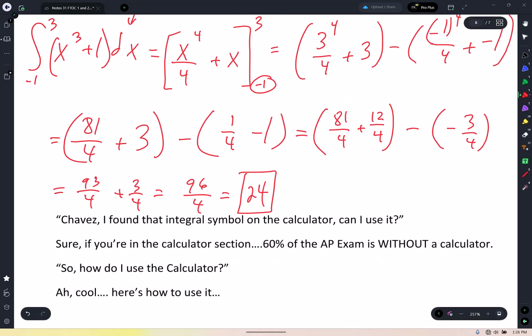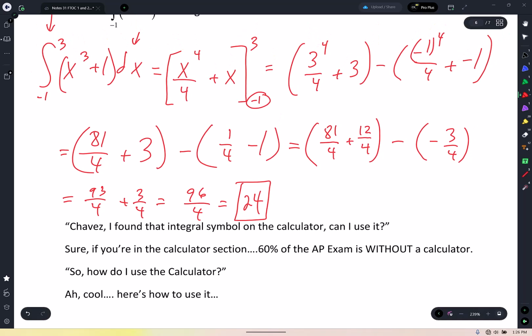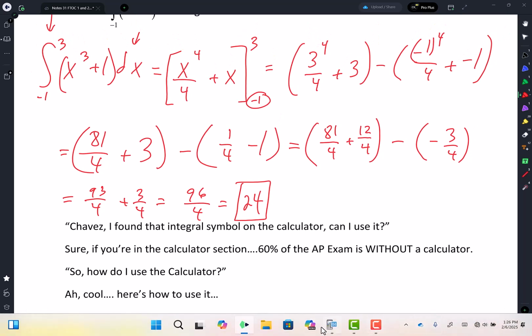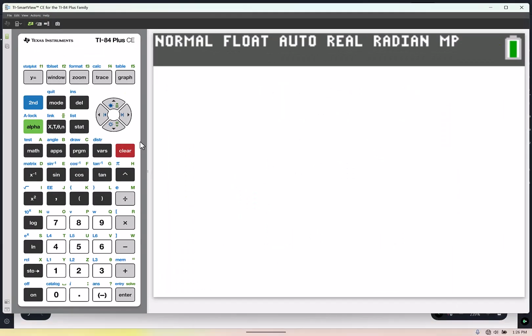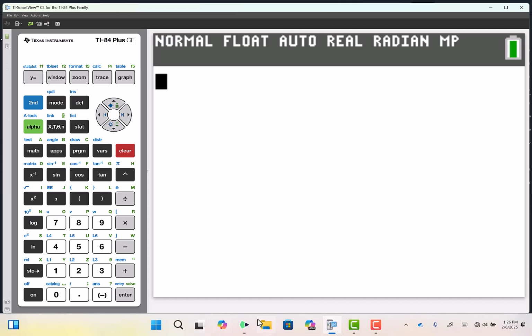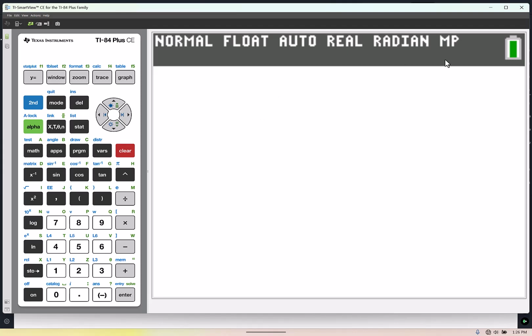Chavez, I found that integral symbol in the calculator. Can I use it? Sure. You're in the calculator section. So how to use the calculator? Okay. So take your calculator. Only use it to check your work. You're going to eventually have a quiz on this. Yes, I know that the calculator can do it, but try really hard not to. If you have your calculator, go ahead and try it, guys.